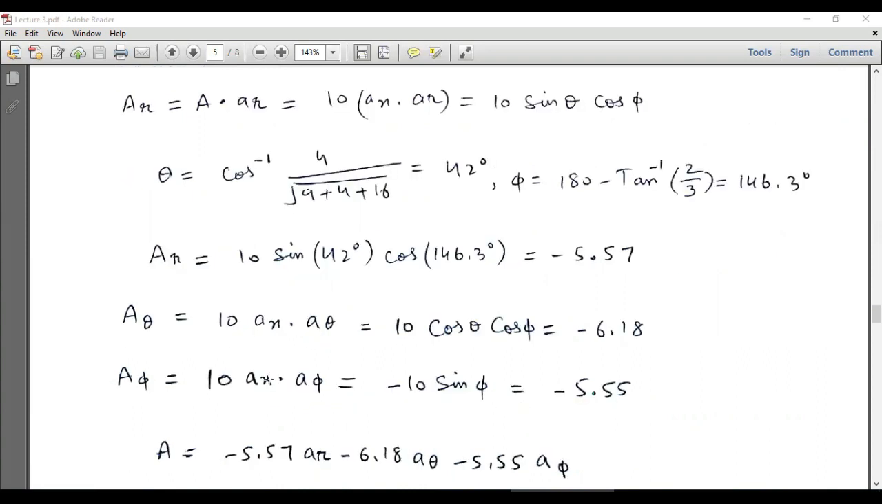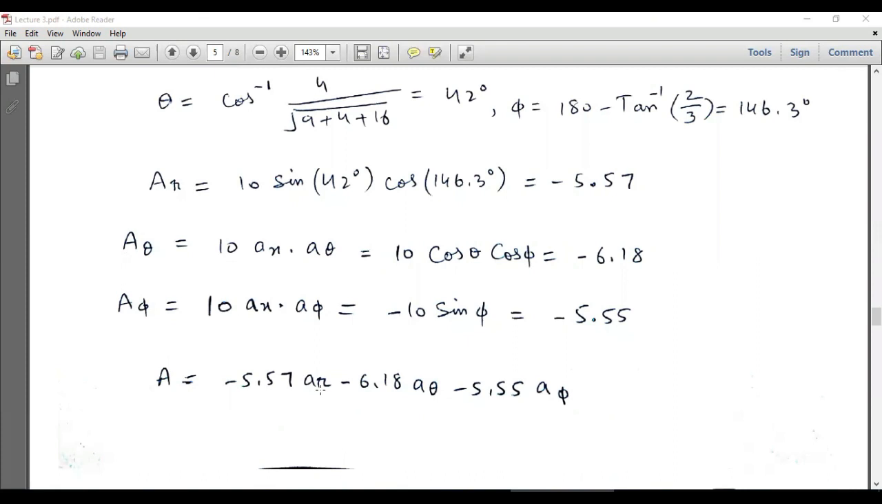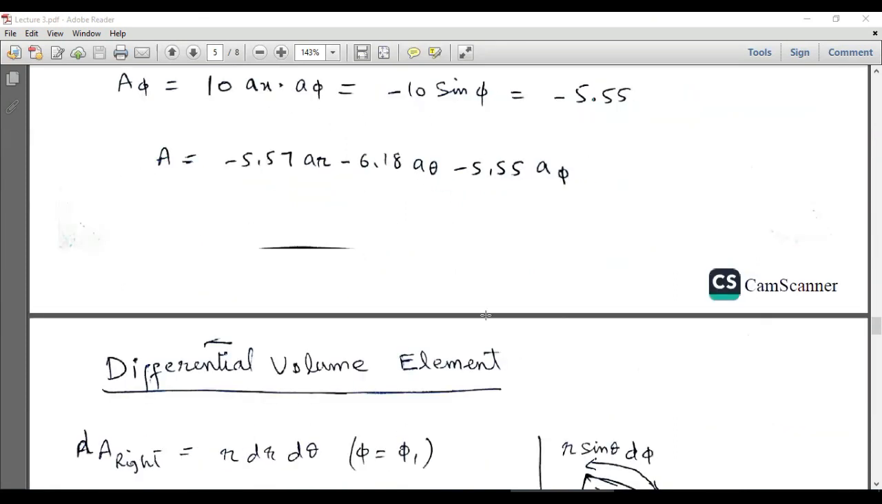Similarly, we can calculate A phi, and it is equal to minus 10 sin phi. And then we can add all these three components, and we can place unit vectors with each component. So this was the second very simple example.